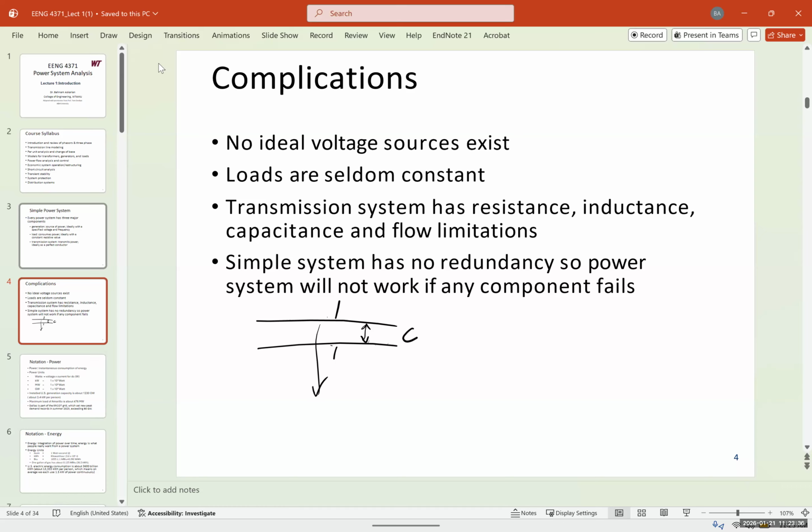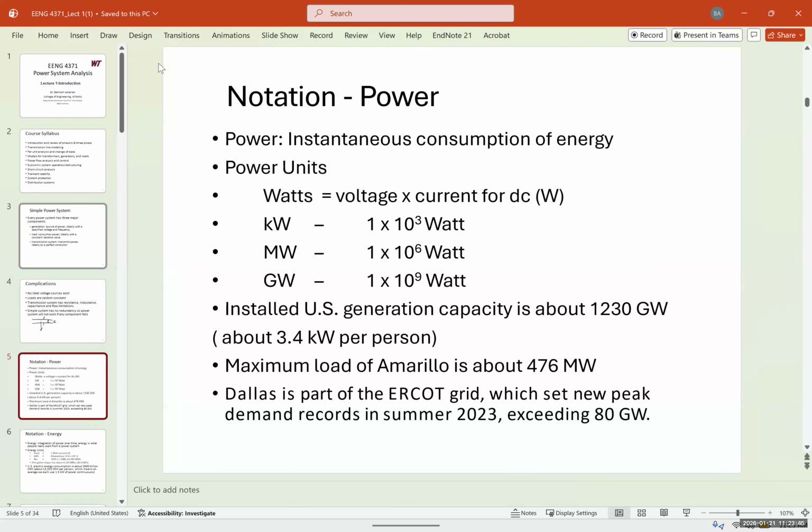So we want to minimize these reactive powers and maximize the real power. That's the reason we have the power factor compensation at the end, which are usually capacitor banks, if you remember from measurements and instrumentation.